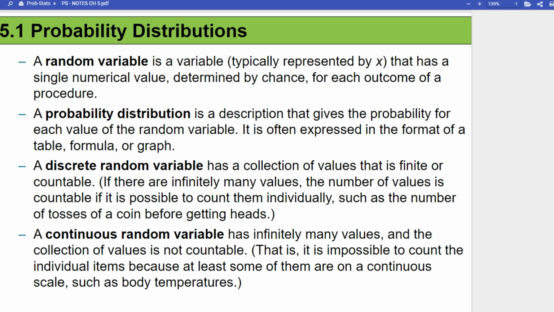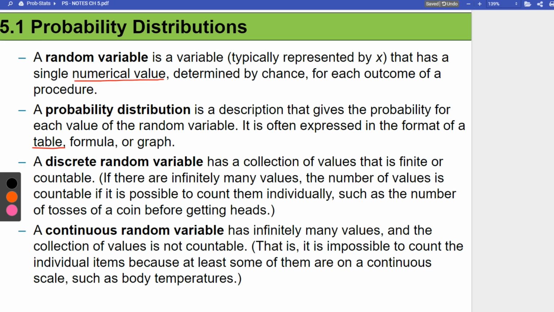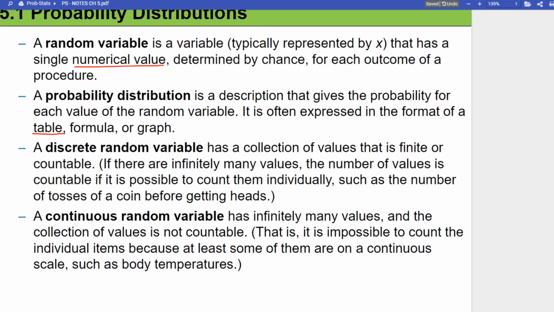It's going to be a numerical value, so it's going to be a number. We want to talk about the number of whatever's happening. And there could be 0 or 1 or 2 black markers or whatever the situation is. A probability distribution is some kind of description of all of those probabilities. A lot of the times it's a table. We'll have a table showing all of the probabilities for everything that could happen.